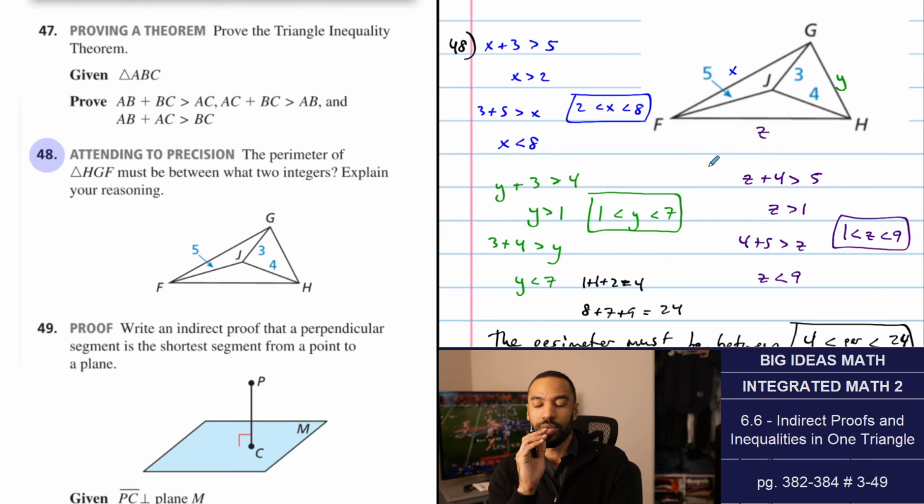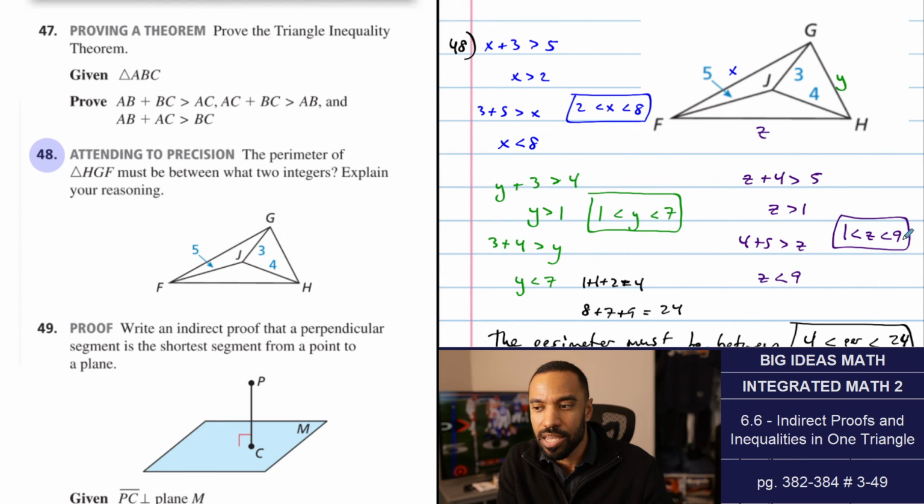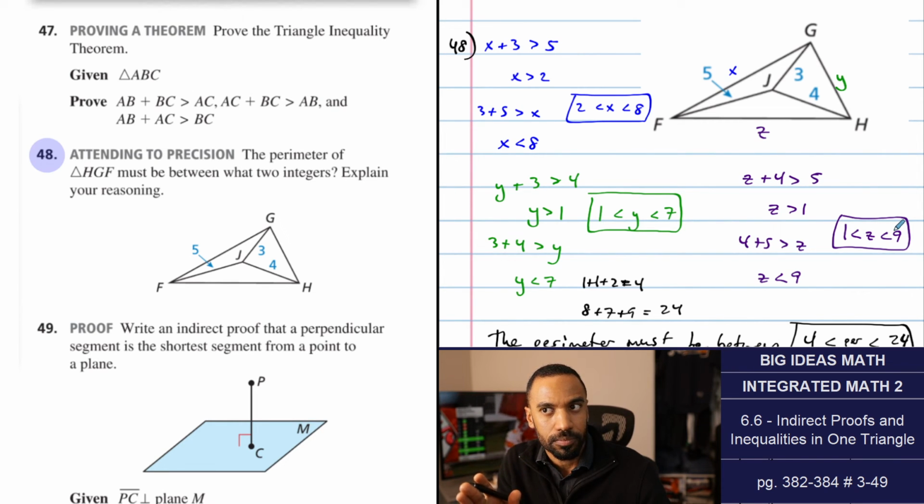Well, I think we can shrink it. Let's put it this way. If z was the longest side, the longest it could be is 9. I mean, it can't even be 9. But the longest it would be, ideally, is 9.